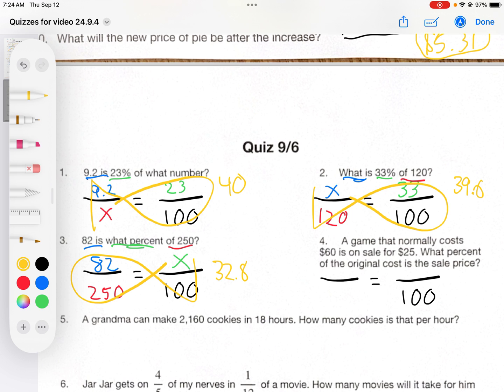And finally, number 4, a game that normally costs $60 is on sale for $25. The question itself gives you what you need. What percent goes in the variable spot, of the original cost, $60, is the sale price $25. If you set your proportion up like this, and you run through the fish method, you'll get 41.67%. Let me go ahead and put a percent sign on that one also.